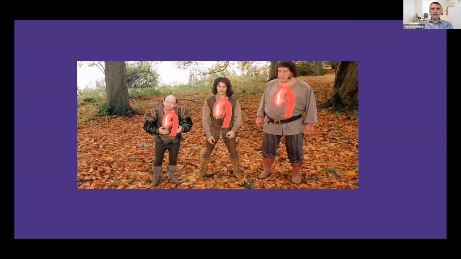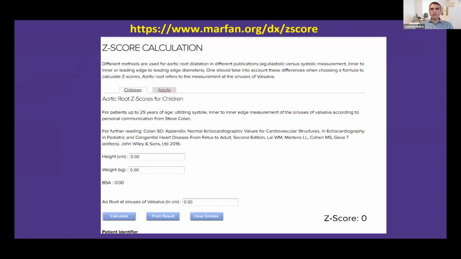The way that we tailor and individualize those measurements is through what we call the Z-score of the aorta. And you can find how to do that on the website of the Marfan organization. There's a readily available calculator, and I do that two to three times per day. We just punch in the numbers and then you get the Z-score. And you would see that Z-score as part of the imaging report.